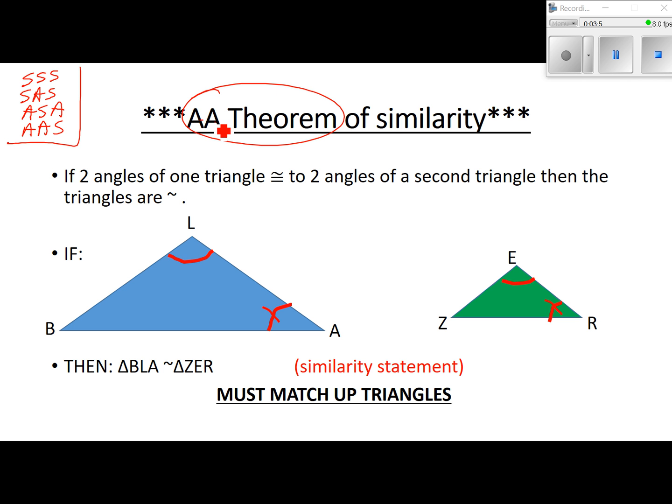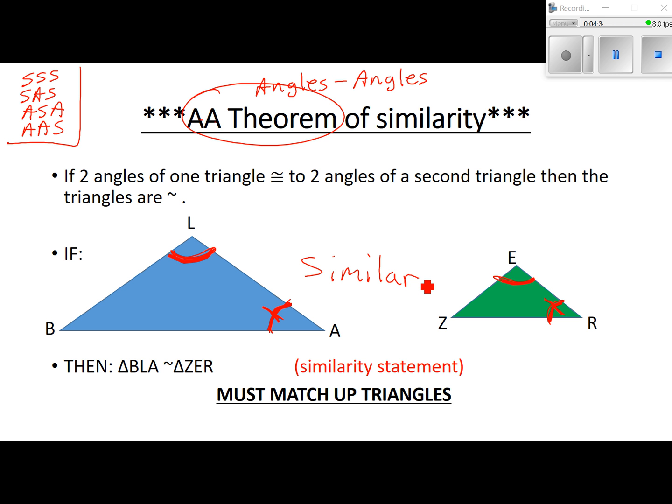All AA stands for is angles: a pair of angles and another pair of angles. So if you can prove that a pair of angles in the two triangles are congruent, and then a second pair of angles in the two triangles are congruent, then the triangles have to be similar. So here, angle L is congruent to angle E because of the way they're marked. Angle A is congruent to angle R because of the way they're marked. That tells us these two triangles are similar to each other. That's enough information to tell that they're similar.